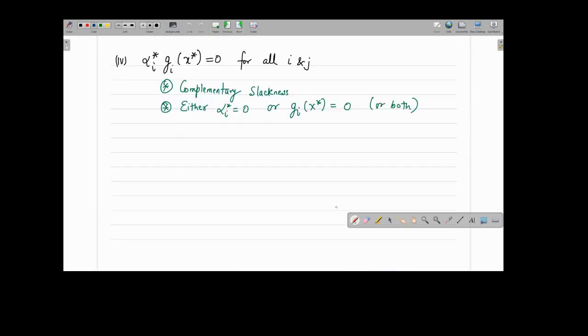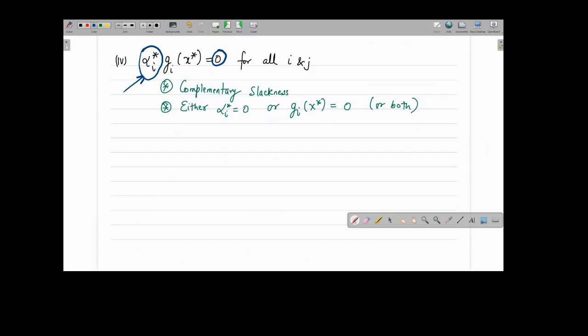The fourth condition is very important, which will actually help you understand why we are calling this particular algorithm support vector machine. This fourth equation will come again and again, so please try to understand this. What it is telling you is that if you multiply alpha_i star with g_i(x star), which is again the constraint, that is, if you put the value of X star in that constraint g_i(x) and multiply it with alpha_i star, which is one of the solutions of that Lagrangian, the result will come out to be 0.